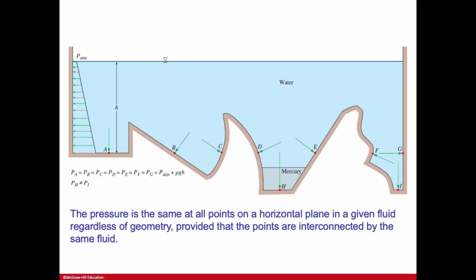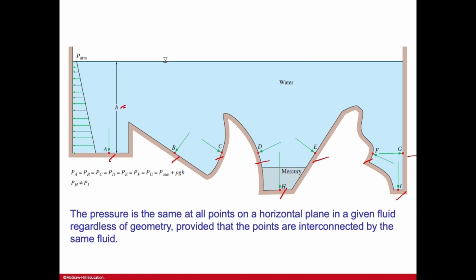Okay, so with this clarification, we move on to the next point, an example to nail down this concept clearly. Here we have different points at different heights, where points A, B, C, D, E, F, G are at height h, and the points H and I are at a different height, which is bigger than this height h.